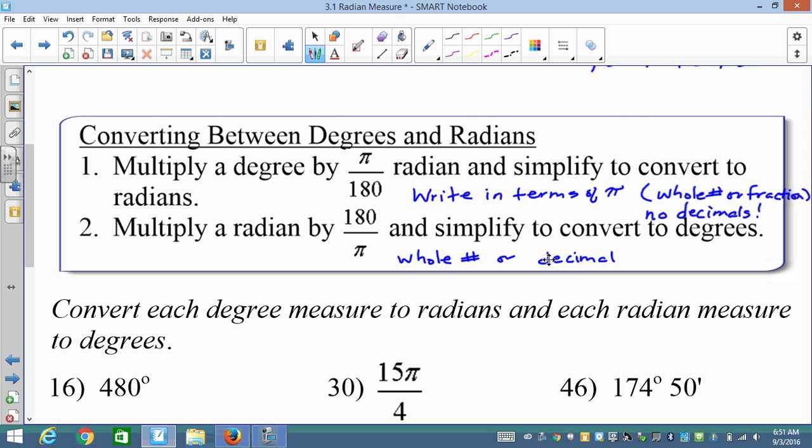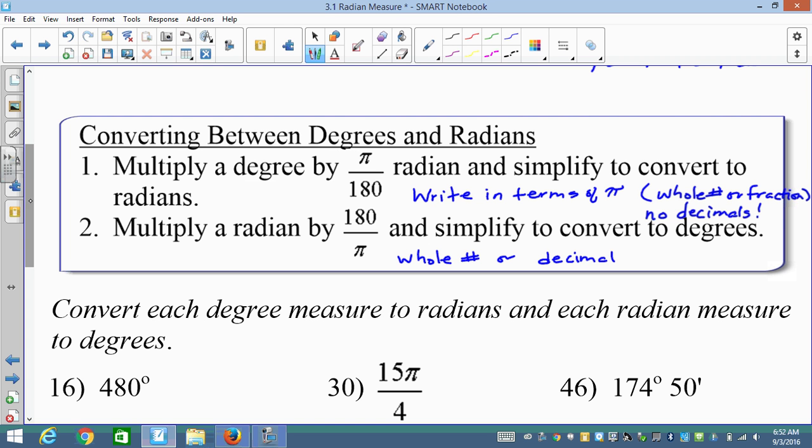Now, from things I've seen in the past, a lot of you guys are going, okay, got it, got it, got it. But when it comes to doing it on your own, you're forgetting some of the little rules. So be really cautious. If you're starting with the degree and multiplying by the fraction, you'll get a whole number or fraction back. And if you're multiplying by the radian, you'll get a whole number or decimal.